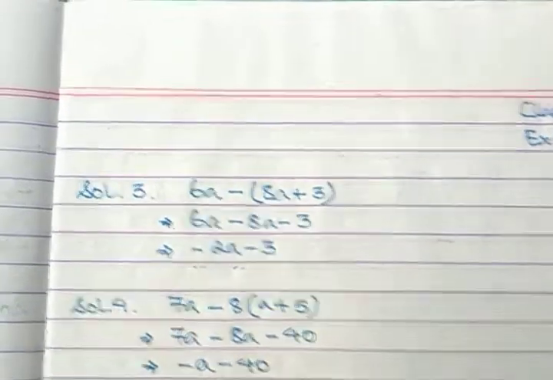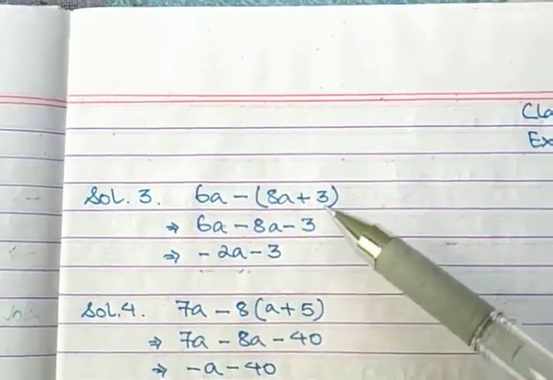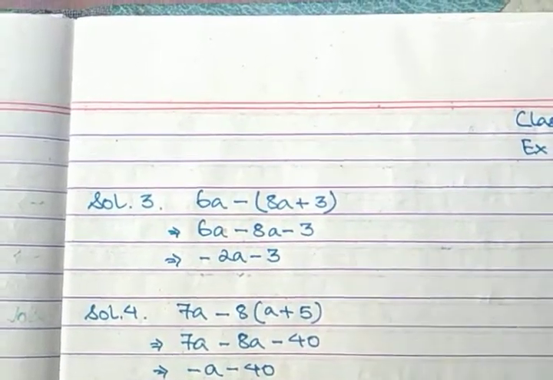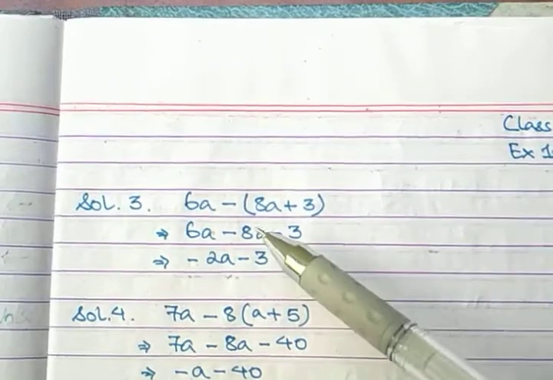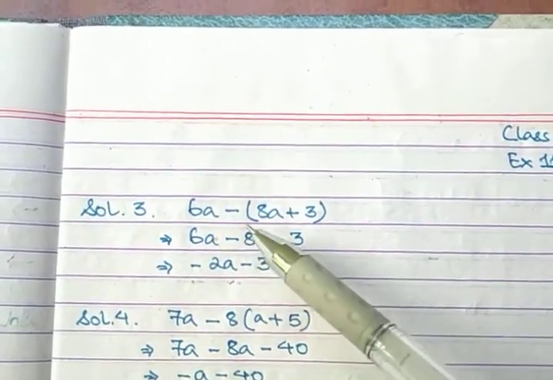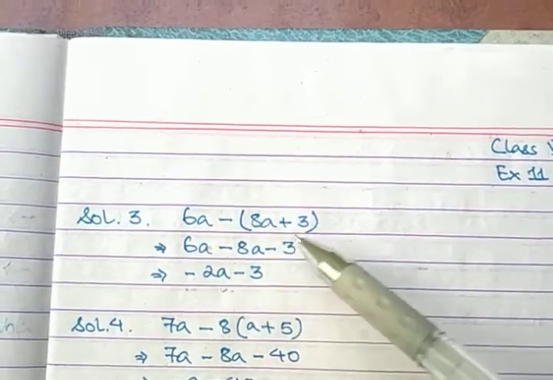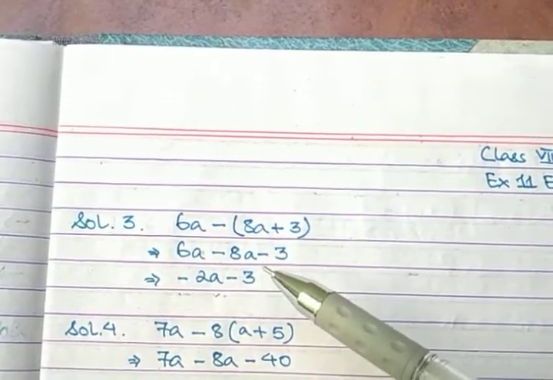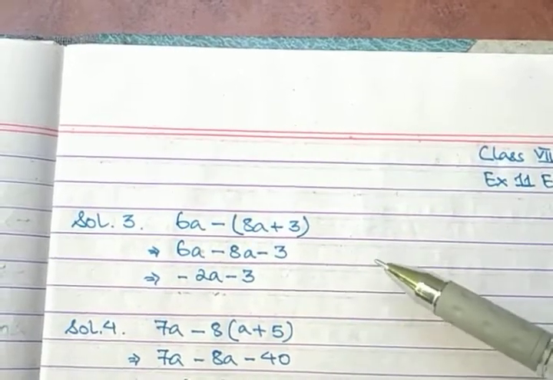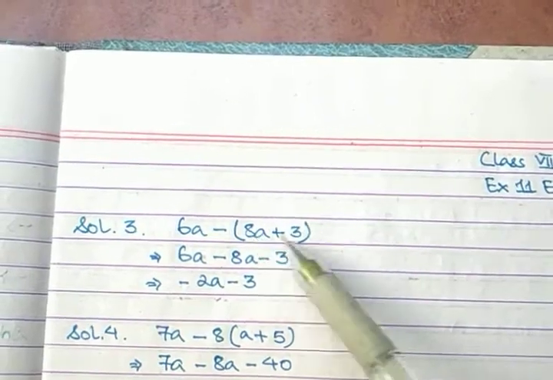For question number 3, see, it's solved in just 2 steps. This one is the question and this one is the solution. This is a very easy one. In question number 3, we have 6a minus, within bracket, 8a plus 3. Now what do we know about brackets? We know that bracket means multiplication. What does BODMAS tell us? We need to first open up the bracket. So how will you open up the bracket? Simple, by multiplying.